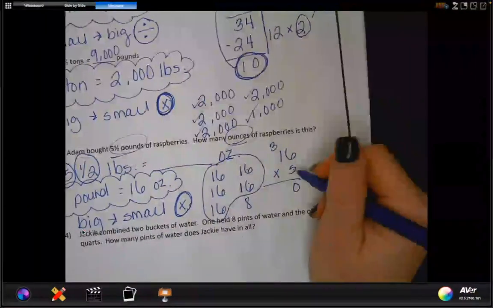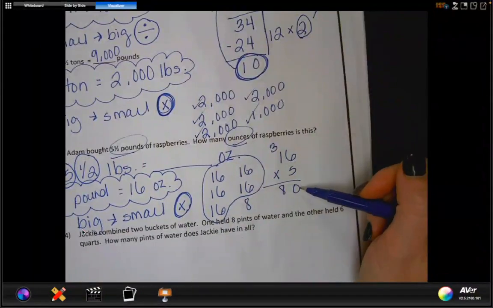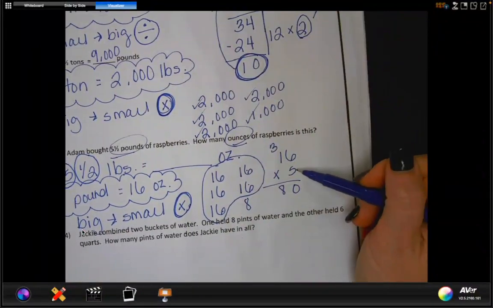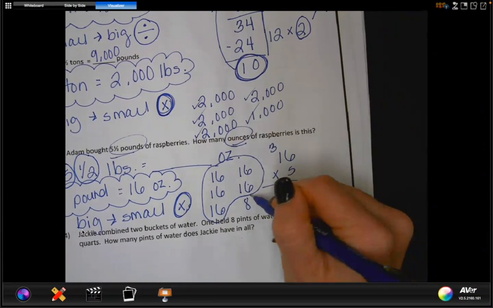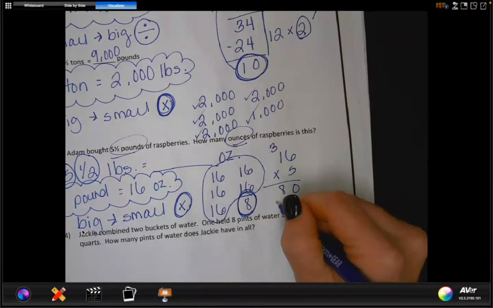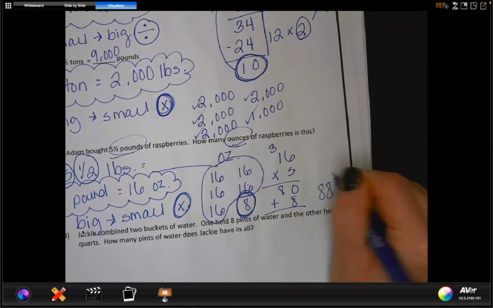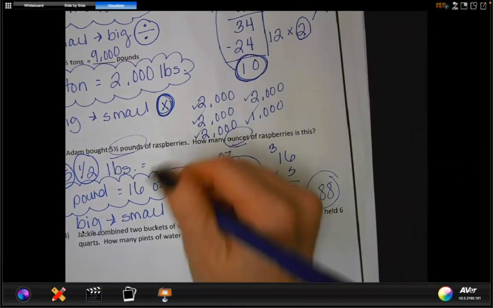And then 5 times 1 is 5, plus 3 more is 8. So 16 times 5 is 80. That's 80 ounces in 5 pounds. However, remember, I still have these 8 ounces left for my 1/2 pound. So I have to add those 8 ounces, and we end up with 88 ounces in all.